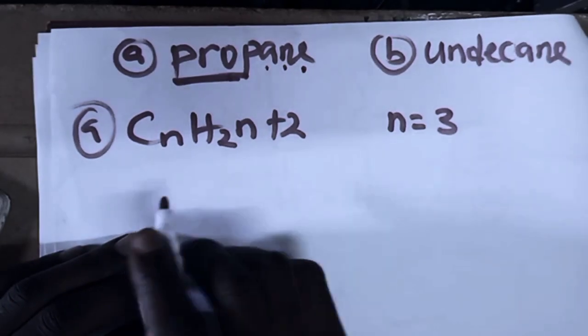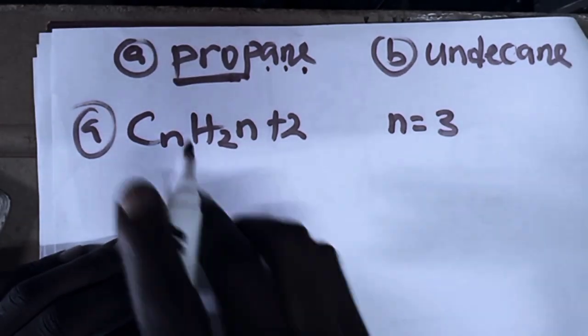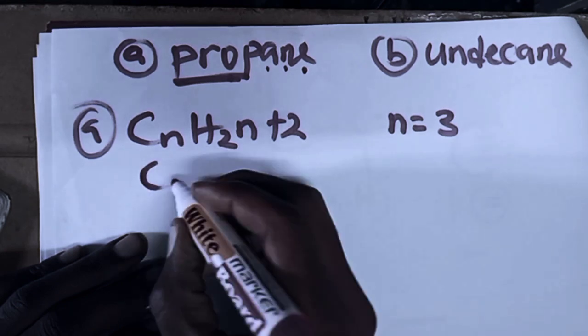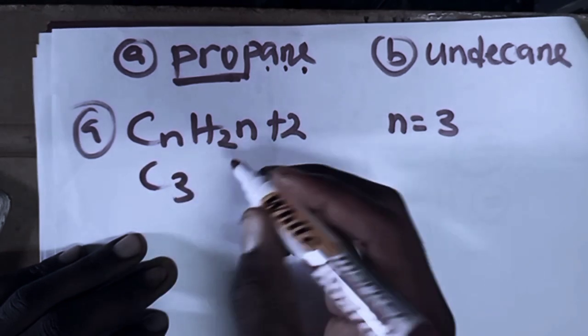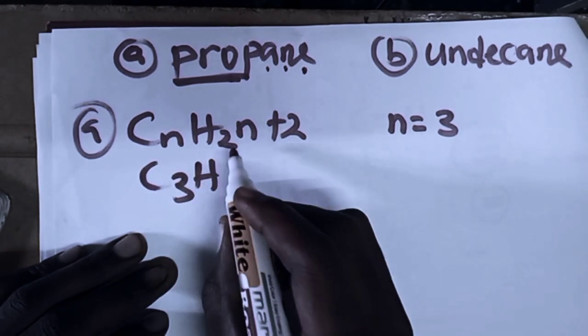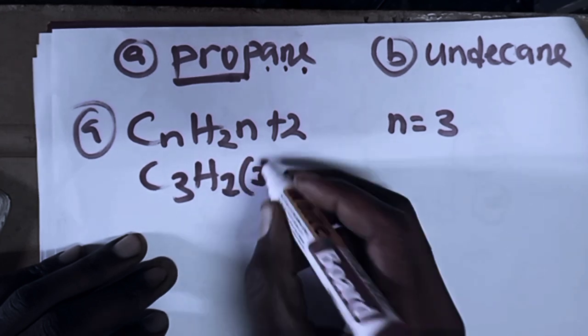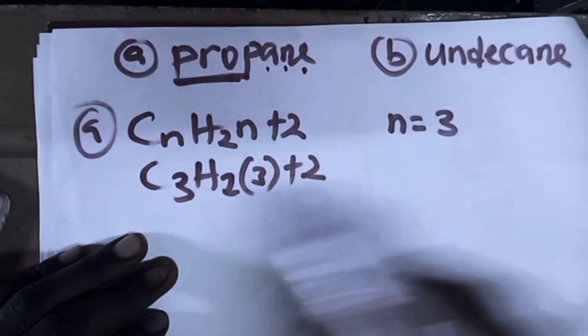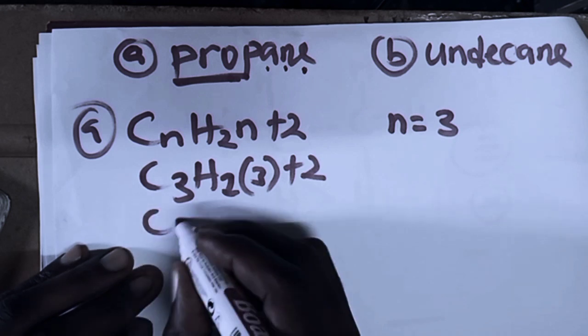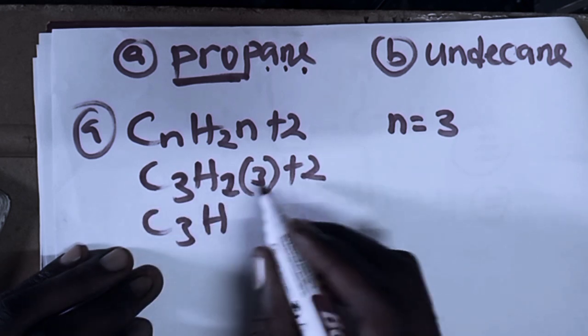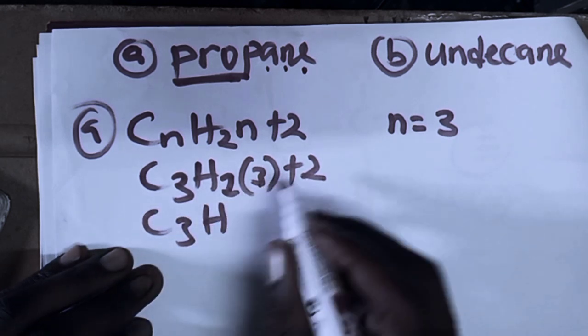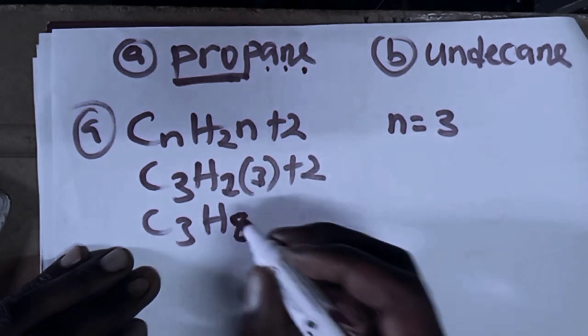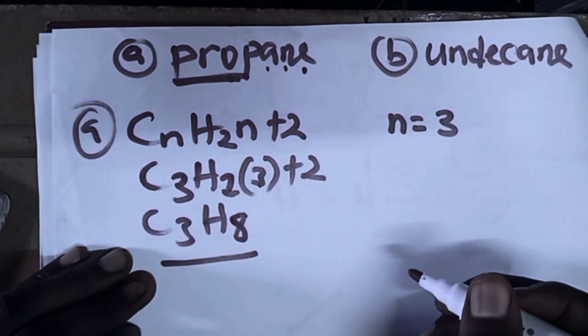So what we're going to do now is substitute this 3 into the n. So we have CnH2n plus 2, which is C3, 2 times 3 plus 2. So meaning it will be C3H, 2 times 3 is 6, 6 plus 2 is 8. And this is the molecular formula.